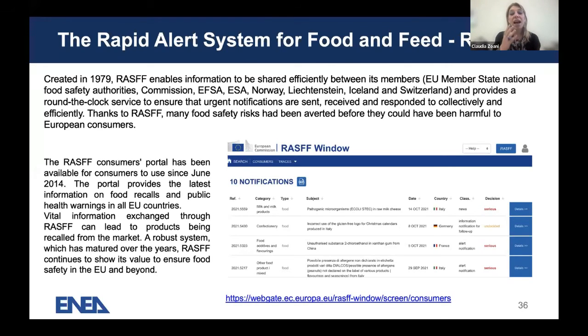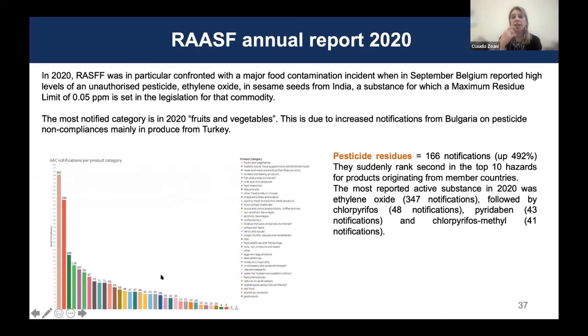So it can support averting food safety risks before they could have harmful consequences for European consumers. There is a portal for consumers that is fully available and searchable online. Here you have the link and a screenshot of how it looks. There is an annual report about the results of the notifications every year for the previous year, and here I reported some information that can be found in the annual report 2020 for what concerns pesticides.